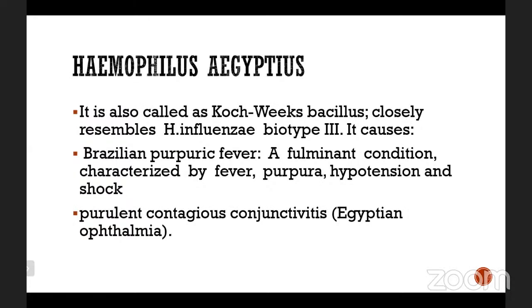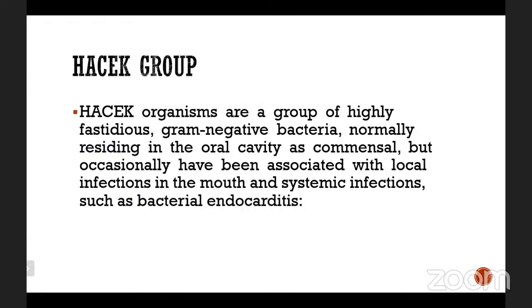Next one is Haemophilus aegyptius. It is also known as Koch-Weeks bacillus. It will closely resemble Haemophilus biotype 3. It will cause Brazilian purpuric fever. Brazilian purpuric fever is a fulminant condition in which fever, purpura, hypotension and shock are seen. Also purulent contagious conjunctivitis, which is known as Egyptian ophthalmia.